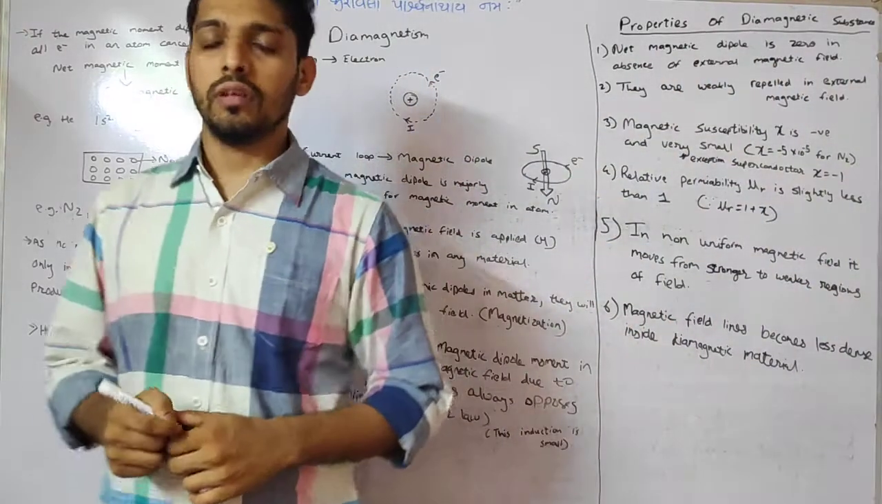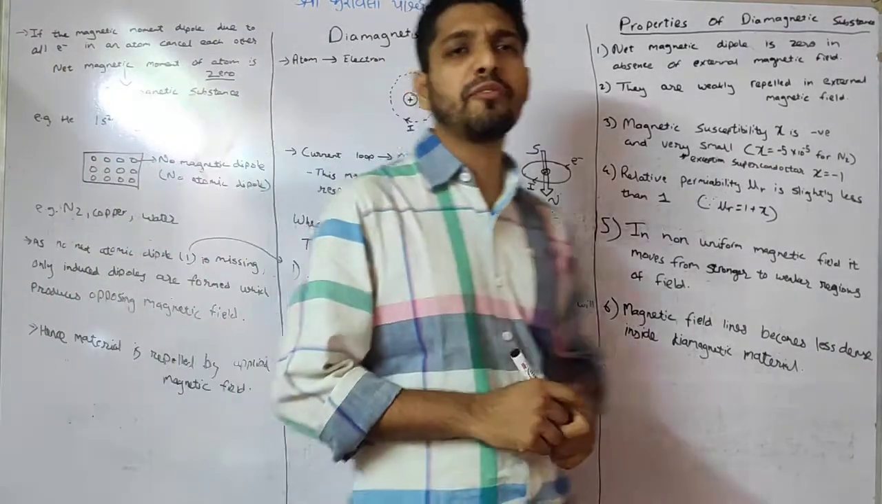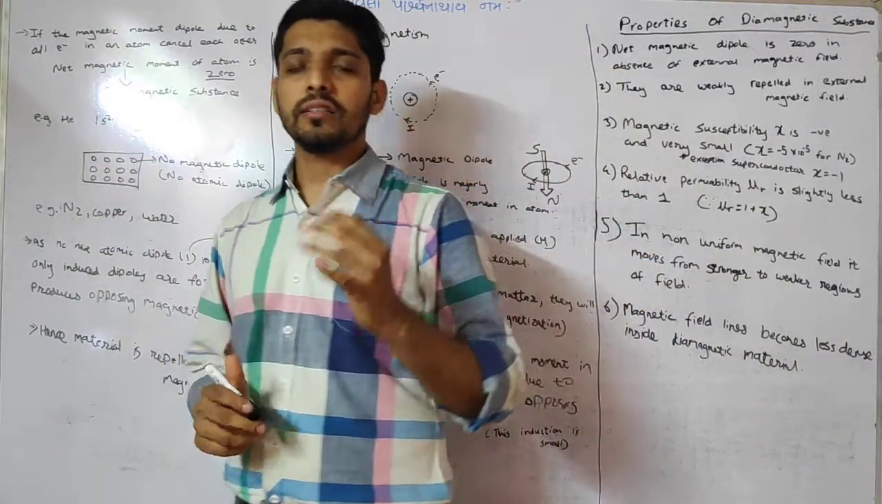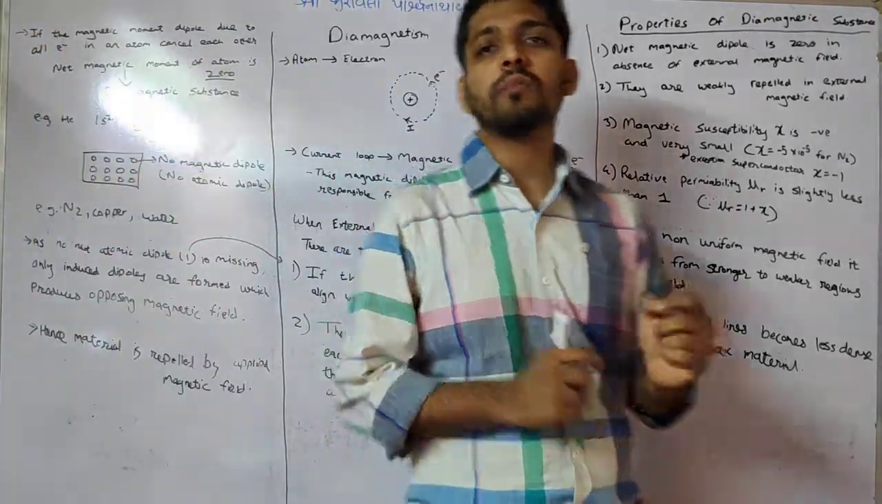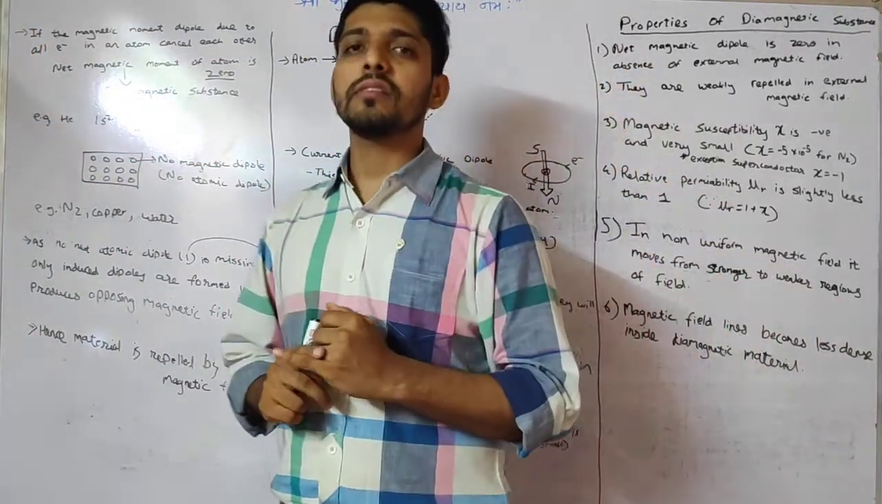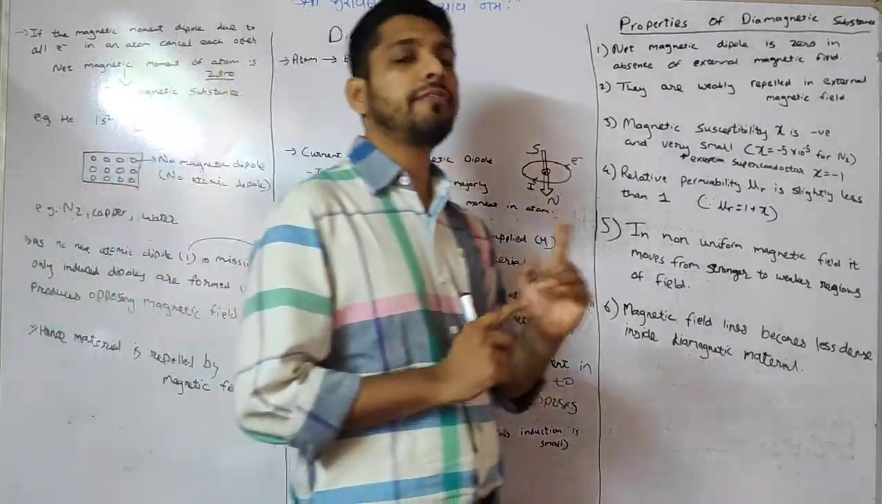Hello students, today we are going to study about diamagnetism. Before studying diamagnetism, let us understand that there are three types of material based on the magnetism of that material, or generally metals are of three types: diamagnetic, paramagnetic and ferromagnetic.